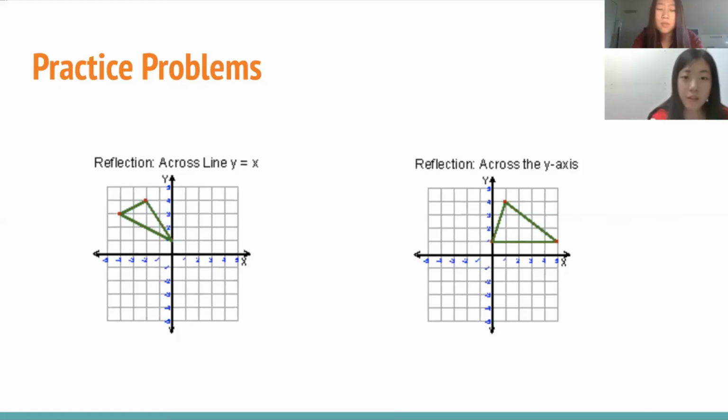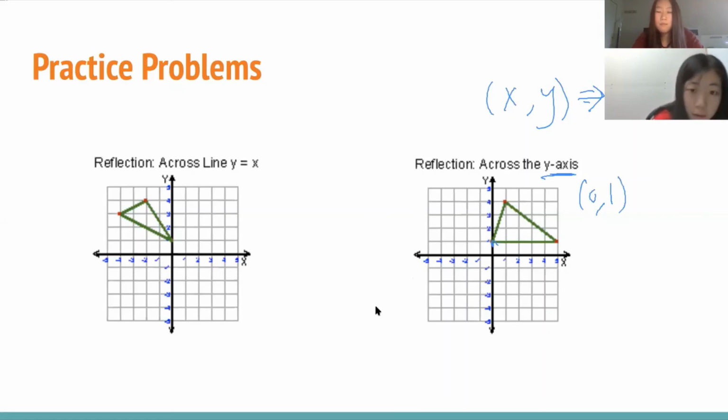And for this question, you have to reflect over the y-axis. When we reflect over the y-axis, you just have to negate the x values. So the first point over here is 0, 1. The second point is 1, 4. And the last point is 5, 1. And now you just have to negate all the x values.